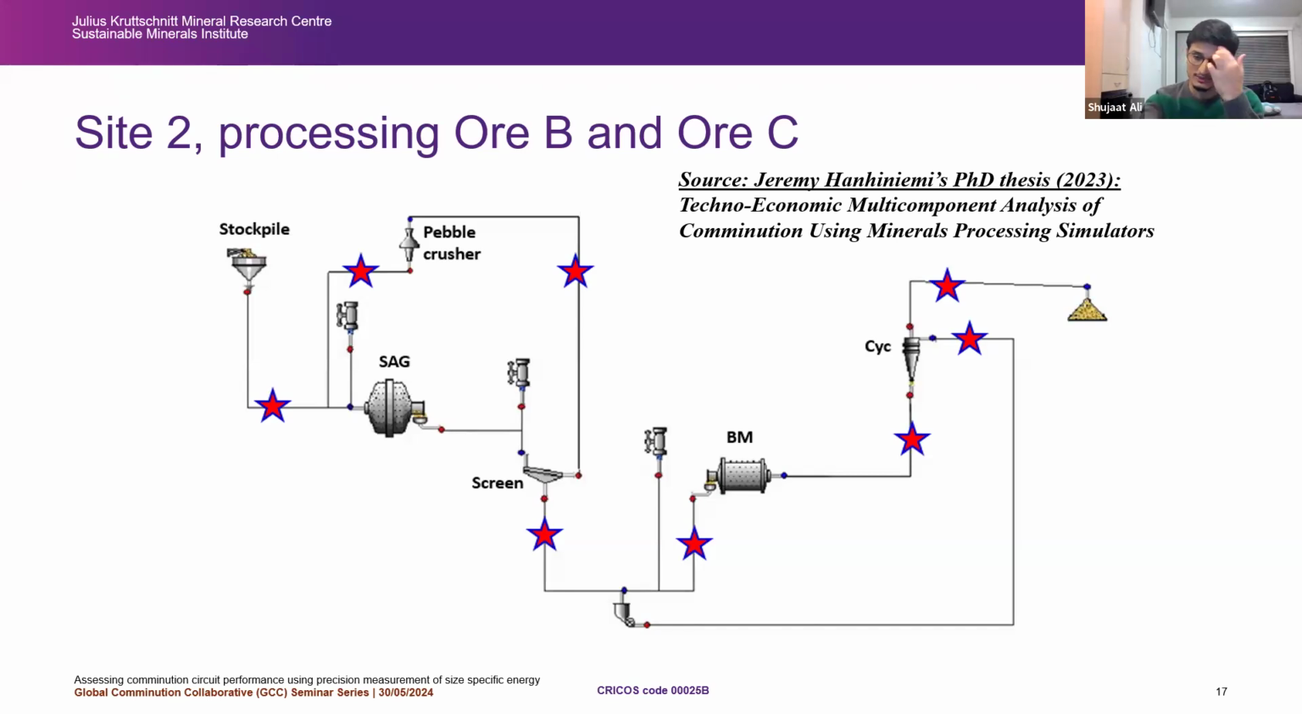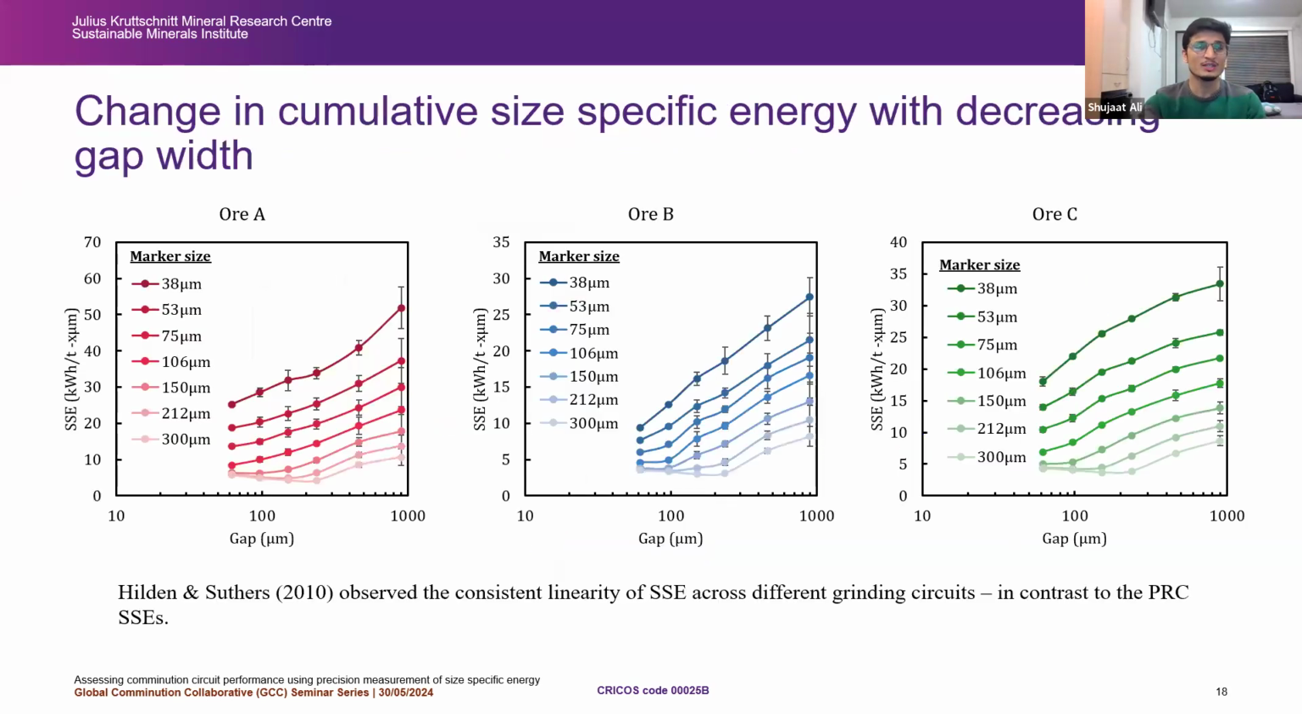I also had the samples, tested the same samples on my equipment as well, and then benchmarked those sites against the precision load pressure. So these are basically some results from precision load pressure. What you see is a suite of size-specific energy curves for different marker sizes. I think I did explain what marker size was.